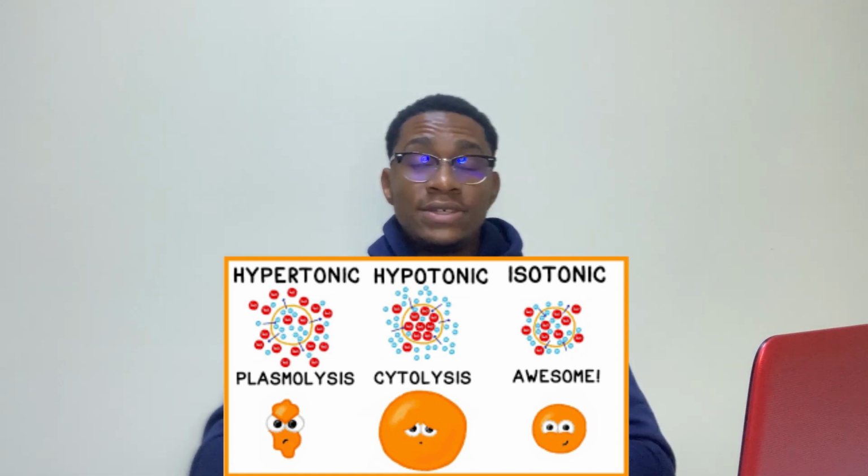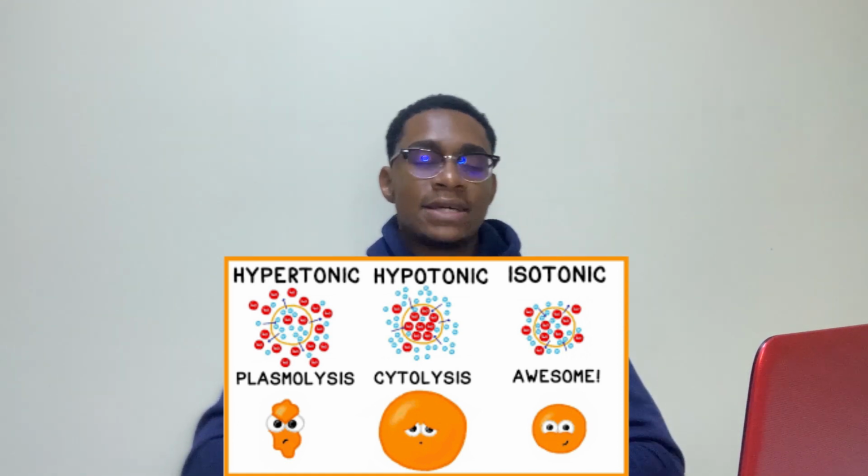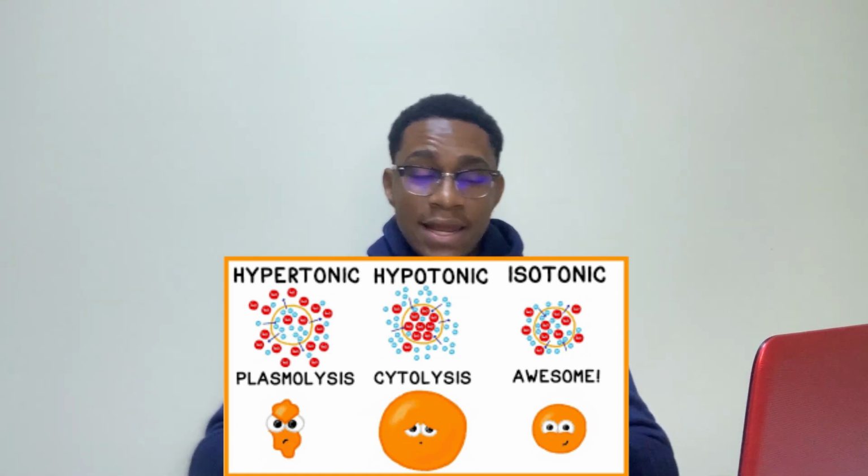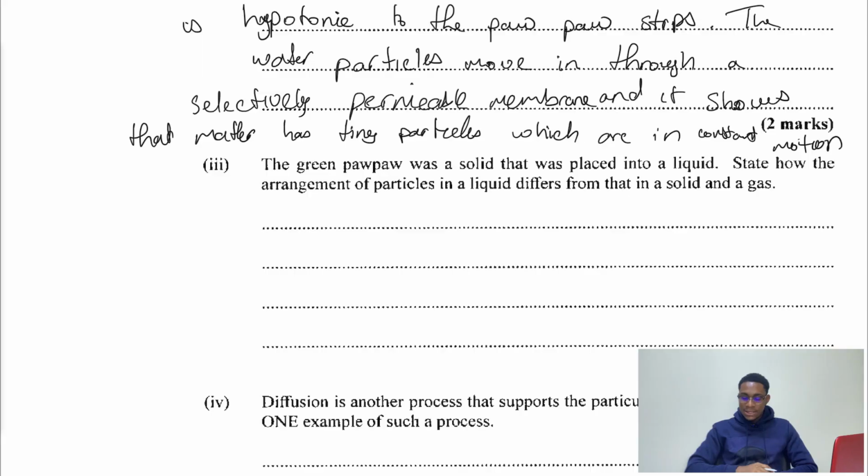So students, as you can see, the sciences are all interconnected. So please do not study in isolation because this is a concept you would have learned in biology. So in answering the question, bear in mind that the arrangement of particles dictates its shape as well as its properties. All right. Question 2A3, the green pepper was a solid and that was placed into a liquid.